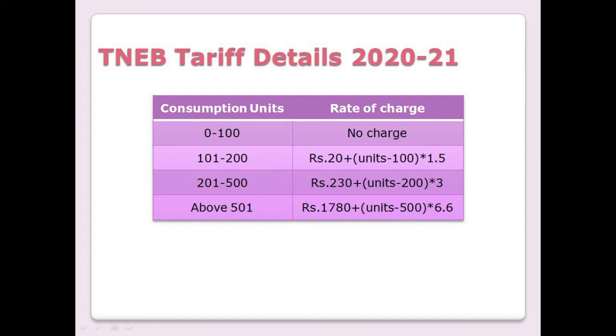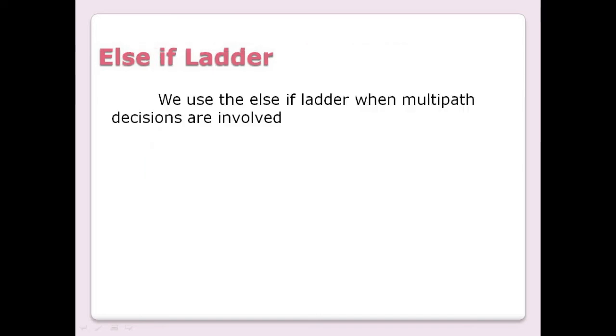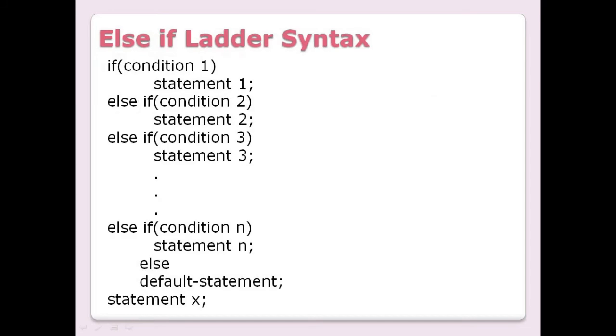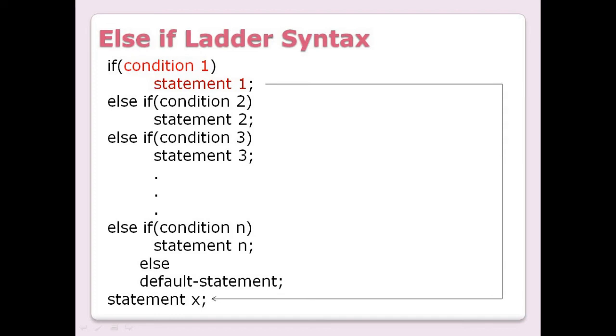We may note that multi-path decisions are involved in this problem. So, in C programming language, we may make use of the else-if ladder. The syntax for the else-if ladder is as follows. Generally, it will have n conditions and n plus 1 statements. Whenever the if statement is encountered, it will check condition 1 given inside the parenthesis next to it. If condition 1 is true, it will execute statement 1 immediately next to it, and then it will skip the remaining statements inside the ladder and move on to statement X.